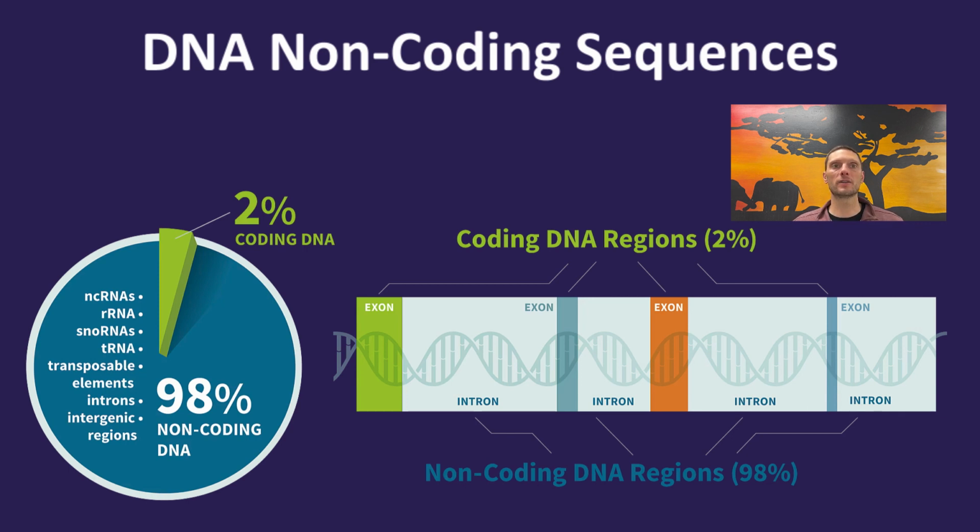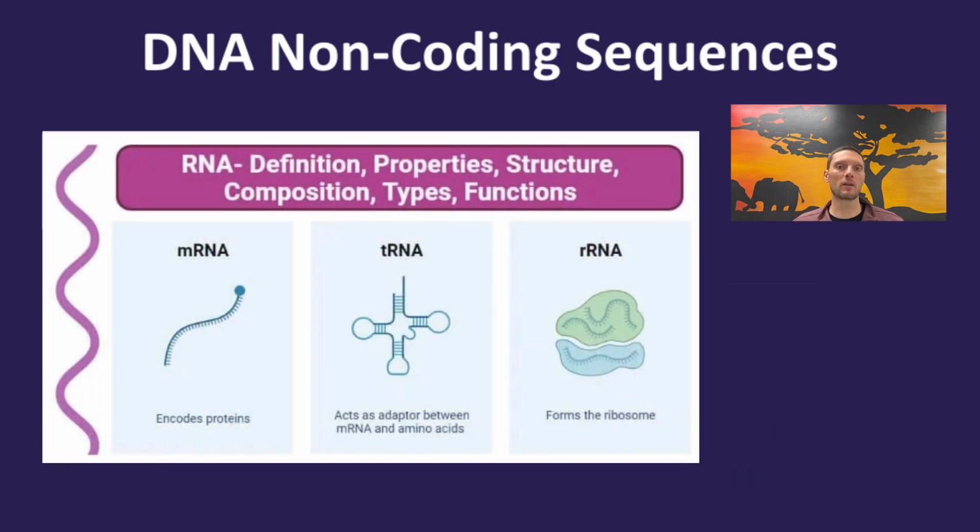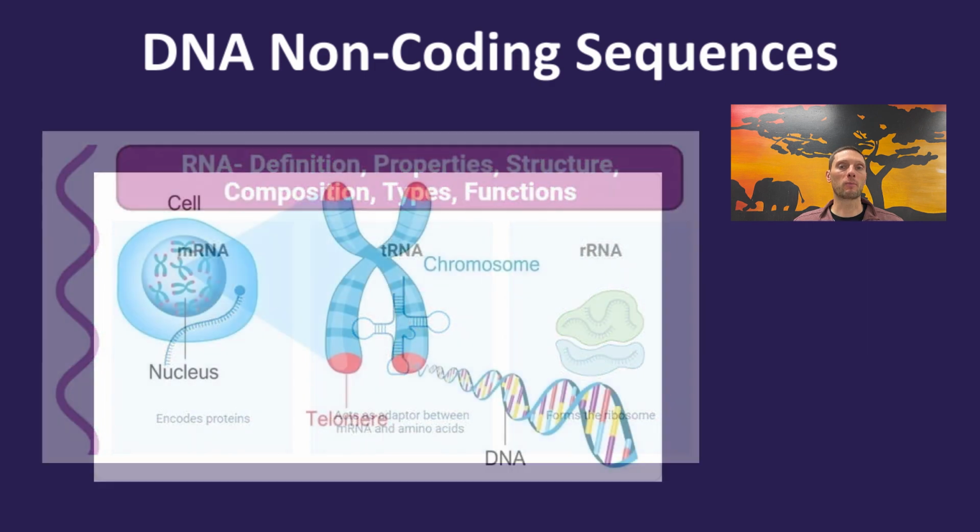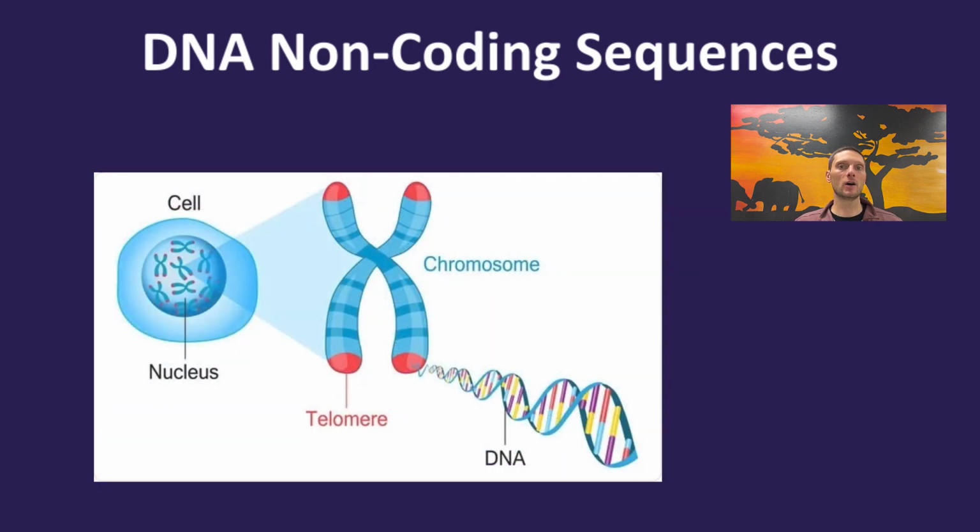And those can include being transcribed to make tRNA, transfer RNA, that we'll talk about a little bit more later, or rRNA, which is used to produce ribosomes. They can also be used in gene regulation and expression, such as promoters, enhancers, silencers, or repressors, as we just discussed. They can also be found in telomeres, which are the end caps of chromosomes, and some research suggests that these have some connection to the aging of cells.